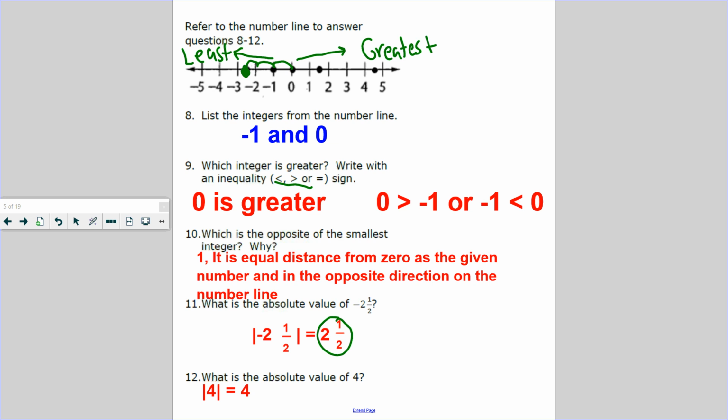What is the absolute value of 4? What's absolute value? How far it is from 0. How far is 4 from 0? 1, 2, 3, 4. 4.